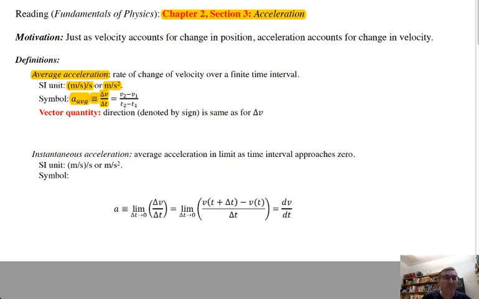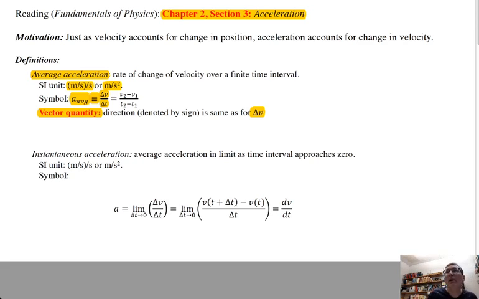Average acceleration, like average velocity, is a vector quantity, which means it has a magnitude and a direction. The direction will be denoted in this chapter merely by a sign, a positive sign meaning it's directed in the plus x direction, or a negative sign meaning it's directed in the negative x direction. Which direction the average acceleration has is determined solely by the sign of delta V, the change in velocity, because that's the part of the definition of A average that determines whether it is positive or negative.